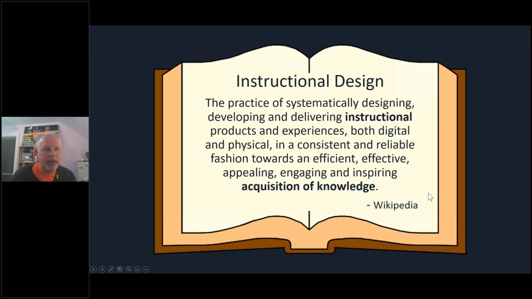So I looked at some definitions of instructional design. There are different ones and they vary, but here's one from Wikipedia that had some decent sources, Merrill and others. Instructional design is the practice of systematically designing, developing, and delivering instructional products and experiences, both digital and physical, in a consistent and reliable fashion toward an efficient, effective, appealing, engaging, and inspiring acquisition of knowledge. I bolded two things here. One is instructional, so it's about that formal learning. And secondly, it's about acquisition of knowledge, which is different than, for example, the ability to do something with that knowledge.